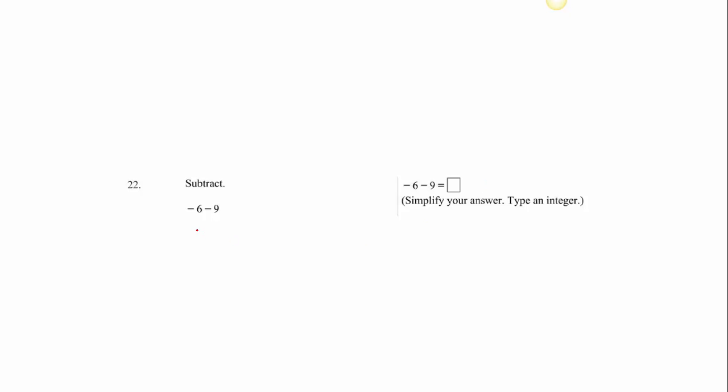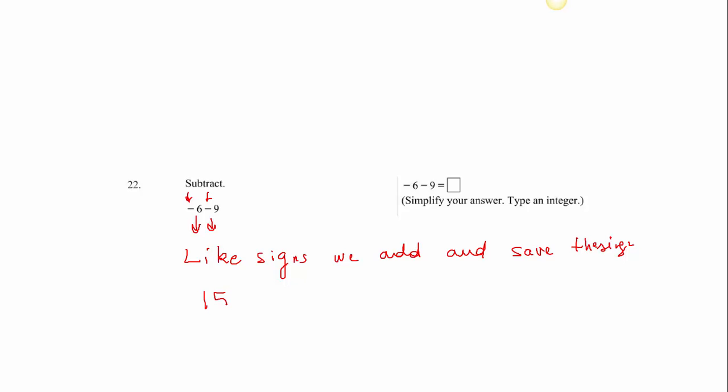Let's subtract. Remember, like signs, we add. Let's remember this rule. Like signs, we add and save the sign. So in this case, we have like signs. This is negative, this is negative. What is 6 plus 9? 15. Let's save the sign. Negative 15. So the answer is negative 15.